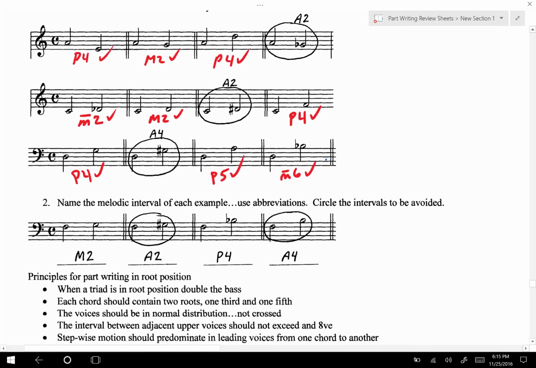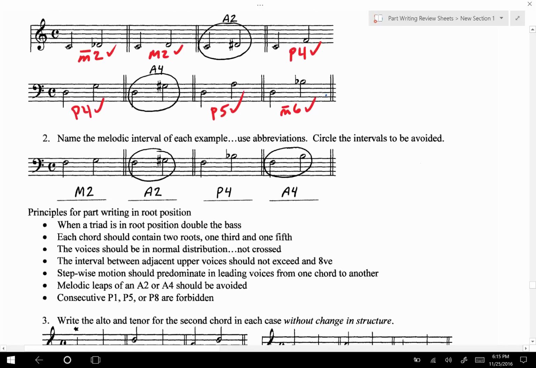Number 2, we want to name the melodic interval of each example using abbreviations. The first one is a major second. That's allowed. The second one is not. It's an augmented second, so we would circle that. The third one is a P4. That's fine. And the last one, undesirable, augmented fourth. That's our tritone. We want to avoid that.